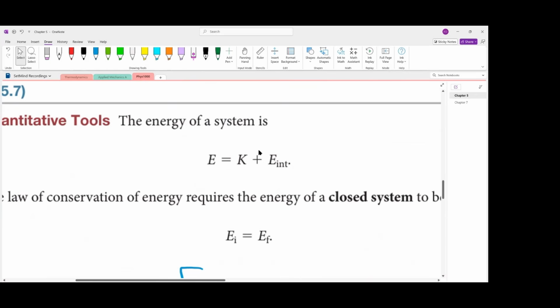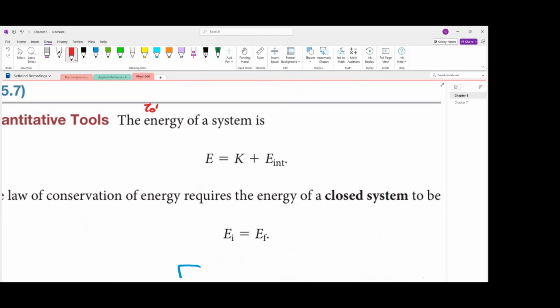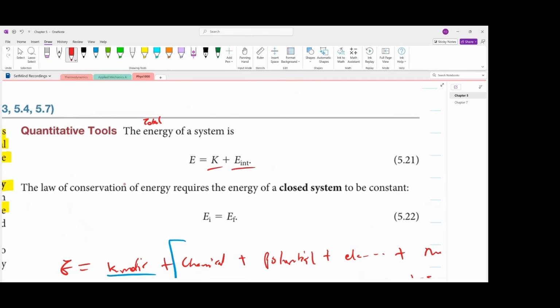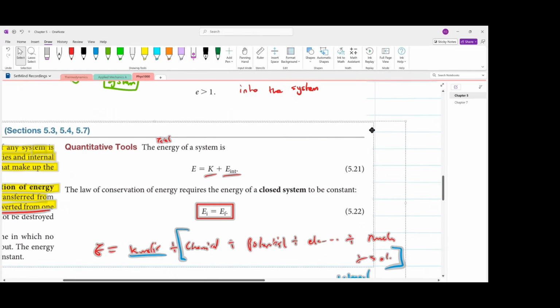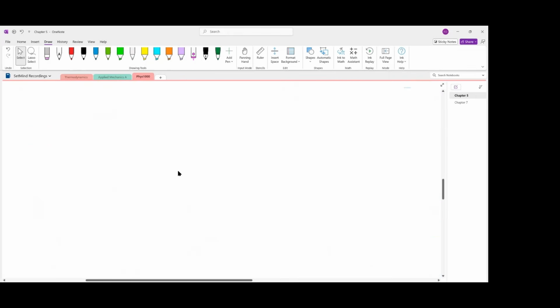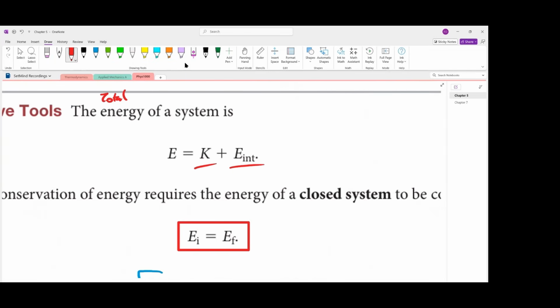So the energy of a system, the total energy, is given by kinetic plus internal. The law of conservation of energy requires the energy of a closed system to be constant, so the change in energy is zero, and final energy is equal to initial energy. But we only have a formula for kinetic energy, not for internal energy. If we want to do calculations, we can say K plus E int initial is equal to K plus E int final, but now we don't know how to quantify that.